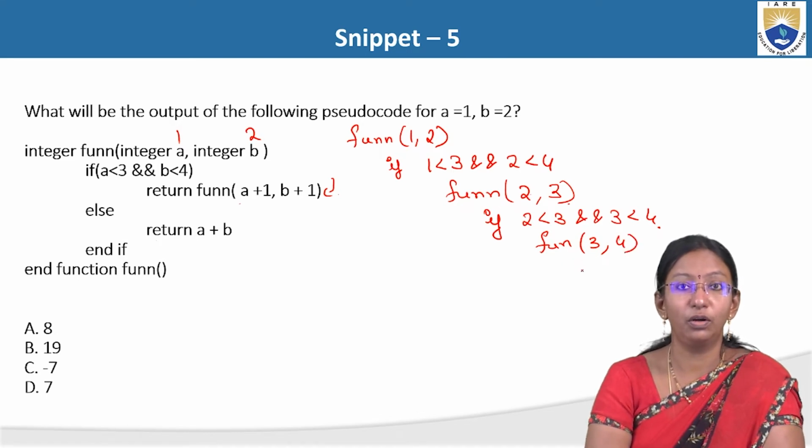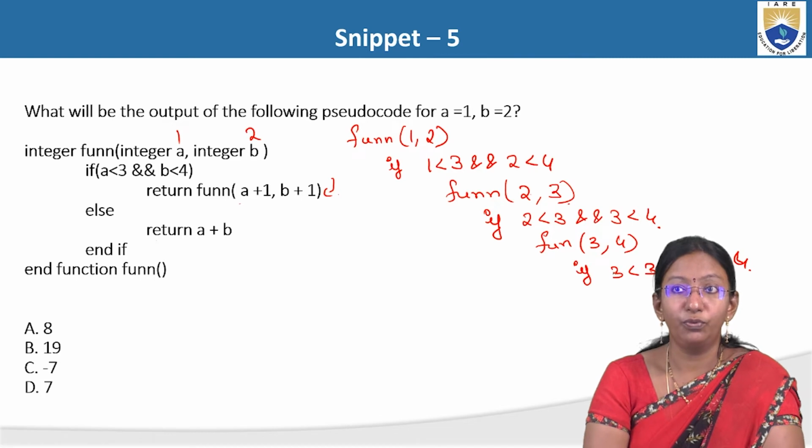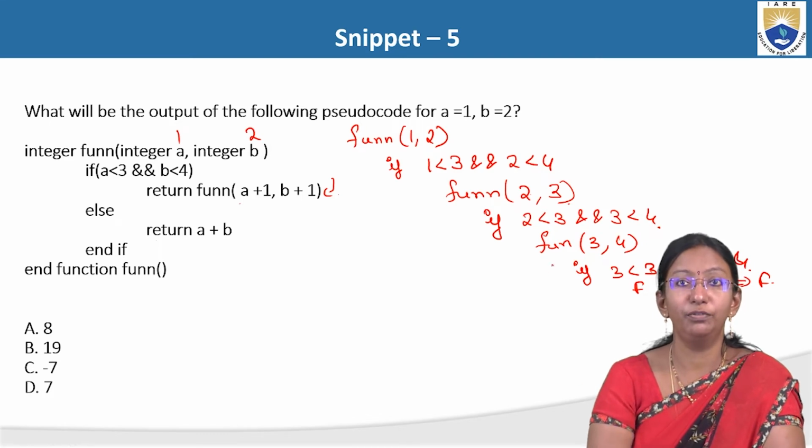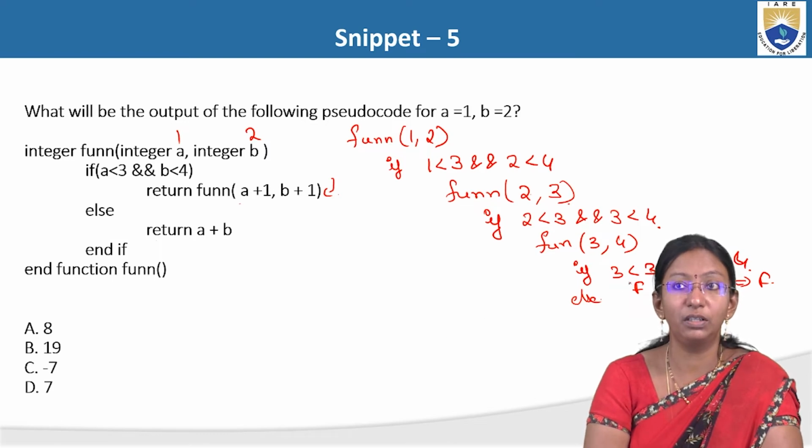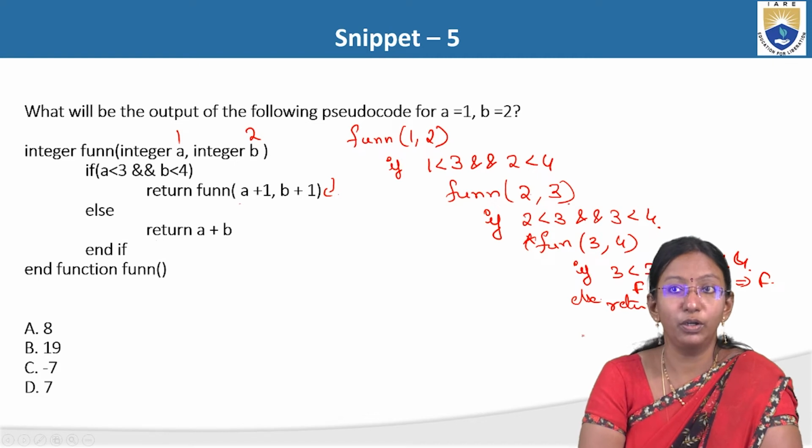So again the function is called, and the condition is if 3 is less than 3 and 4 is less than 4. Guys, have a look. 3 is less than 3 is false and 4 is less than 4 is false. Overall the condition fails. If the condition fails, what is the part that is going to get executed? The else part. What is the else part saying? To return the value of a plus b. What are the values of a and b in this function? The value of a is 3 and b is 4. So it is going to return 7.